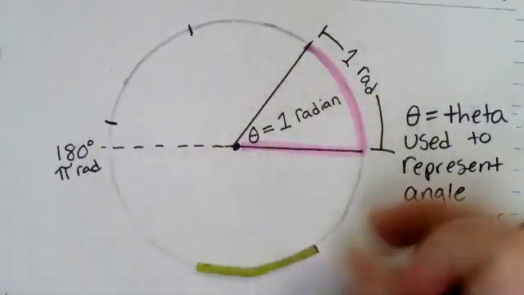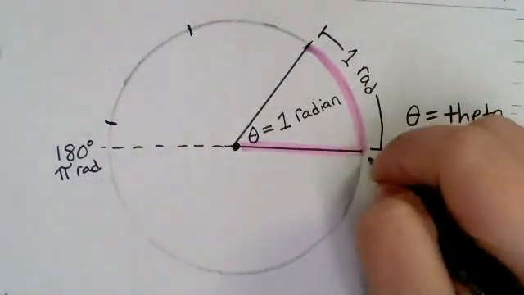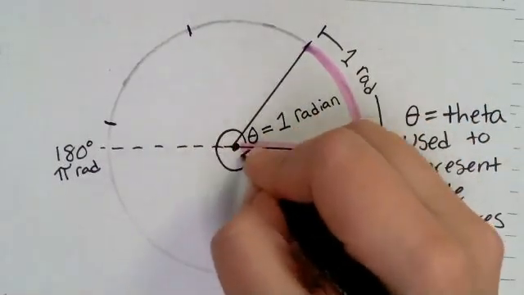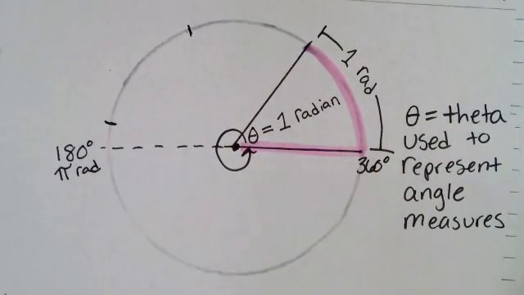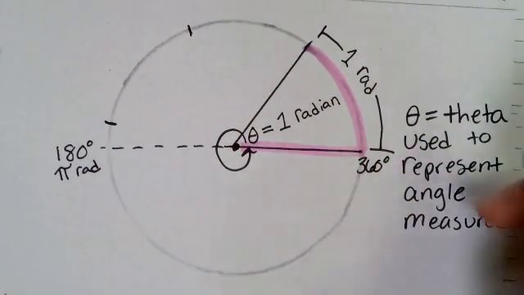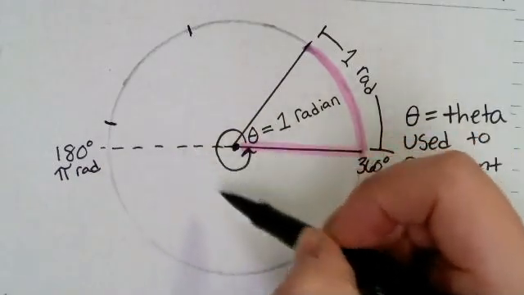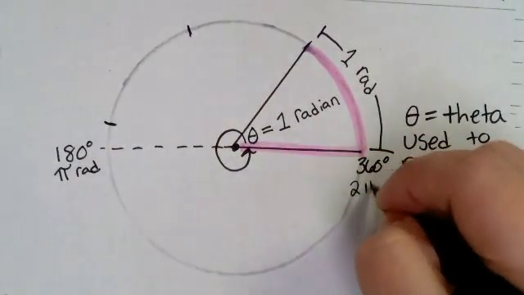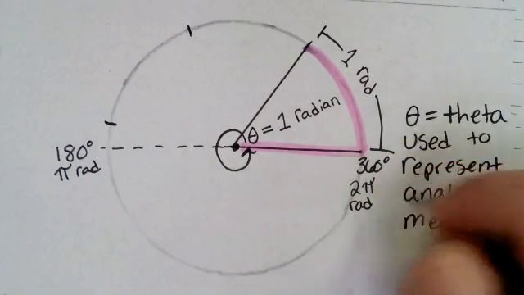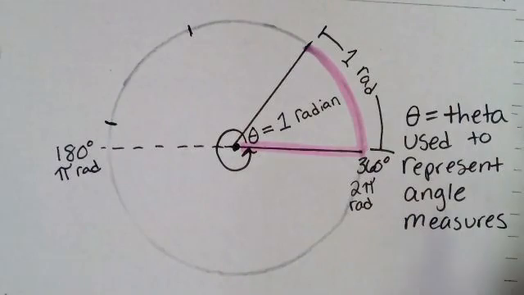All right, now if you keep going, we could put some more of these on here, but I want you to think about if half of my circle is 180 degrees, then all the way around my circle to do an entire rotation would be 360 degrees. But what is that as radians? Well, halfway around the circle was pi radians. All the way around the circle would be pi plus pi, 2 pi radians. So 360 degrees or a full rotation, that is the same thing as 2 pi radians.